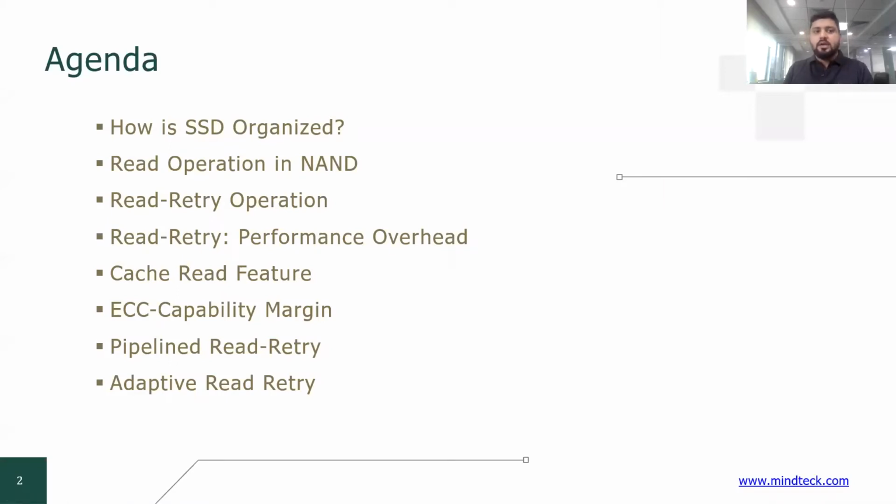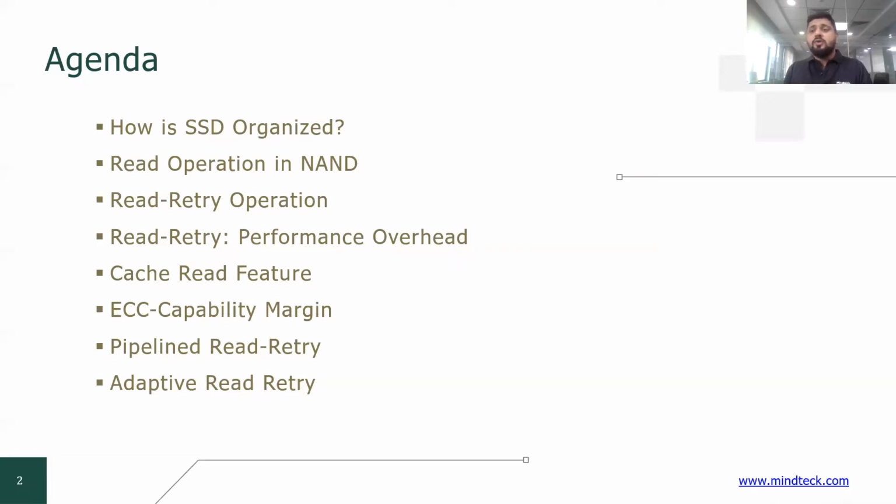In today's agenda, first we discuss how SSD is organized. Then we see how the read operation happens in NAND. As we know, an SSD consists of NAND, through which we are able to do the read and write operations. So we will focus more on the read operation in NAND. Then we will see, if a read failure happens, how the read retry operation happens, and what performance overhead comes as part of these read retries. By seeing the performance overhead, we will discuss how we resolve this overhead.